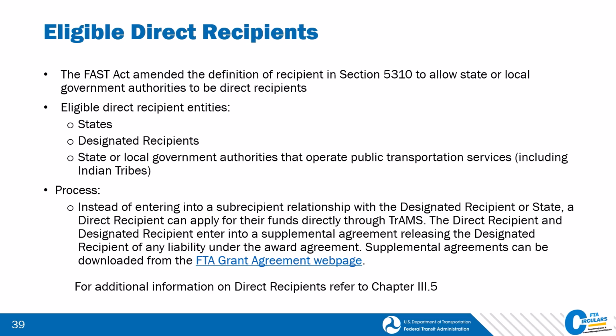The direct recipient and designated recipient or state enter into a supplemental agreement which releases the designated recipient or state of any liability under the award agreement. Supplemental agreements can be downloaded from the FTA Grant Agreement webpage. For additional information on direct recipients, refer to Chapter 3, Section 5.